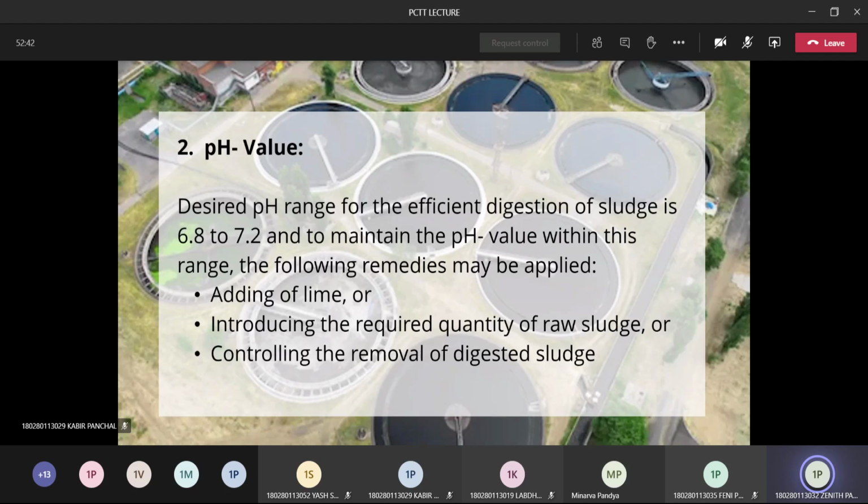The second factor affecting the digestion of sludge is pH value. The desired pH range for the effective digestion of sludge is 6.8 to 7.2. If the pH value is more than 7.2 or lesser than 6.8, to maintain the pH value within this range, the following remedies are applied. These remedies are adding lime or sodium carbonate or sodium bicarbonate, or introducing the required quantity of raw sludge, or controlling the removal of digested sludge. Dissolved carbon dioxide produced by the digestion of soluble organic matter consumes alkalinity, and this also shows the alkalinity levels in biogas.